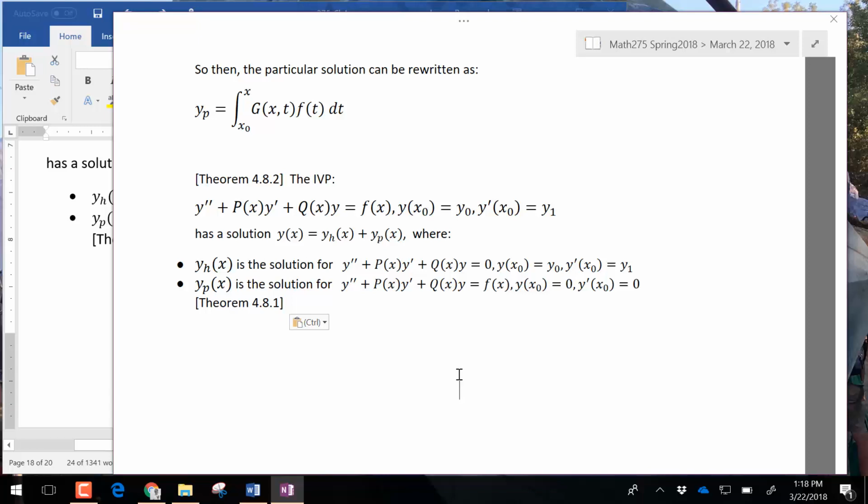So your initial value problem for your non-homogeneous differential equation would look like this, where you have x naught as your starting point. And then the solution, remember, has two parts to it. The solution to the homogeneous differential equation, and then the solution for the particular differential equation.